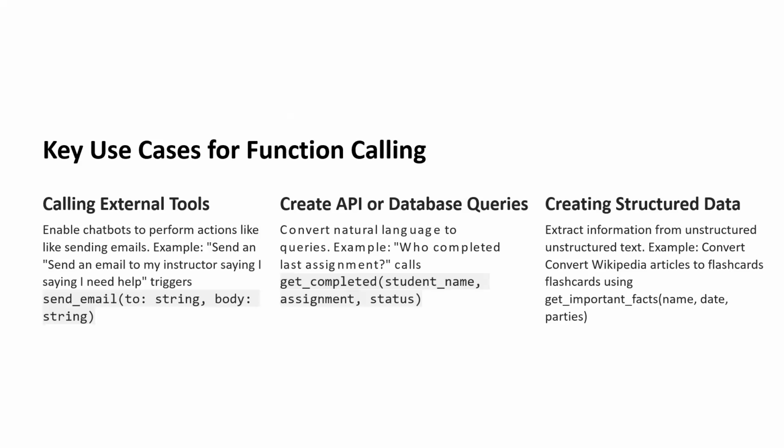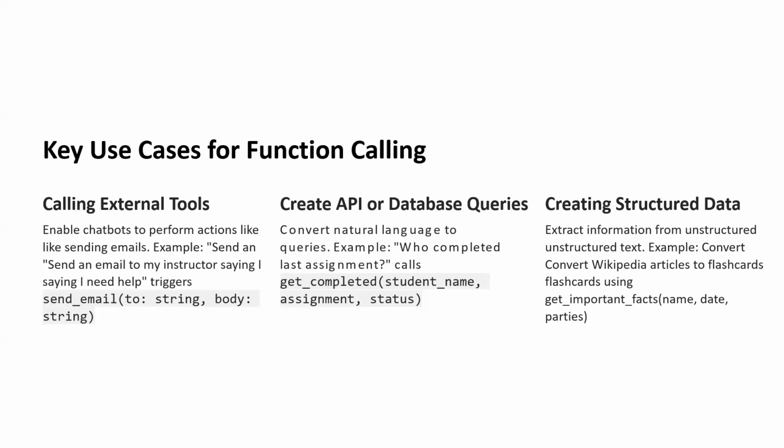Now, as you see, that send email is just a function name, but I'll show you the entire code block that represents a function, right? So function calls can allow us to send emails, check weather apps, and retrieve data from different websites, right? Next one, it allows us to create API or database queries.